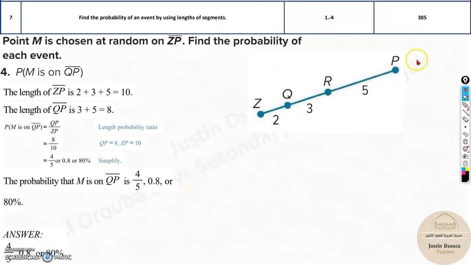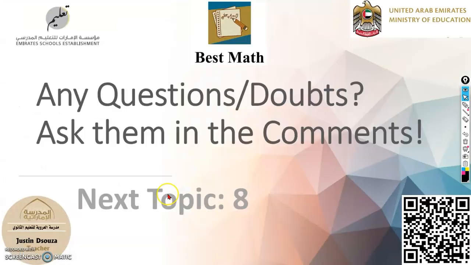I hope this is clear. If it's a line segment, it is very, very straightforward. Just remember the favorable line divided by the total line. That would be the probability. Next video will be topic number 8.